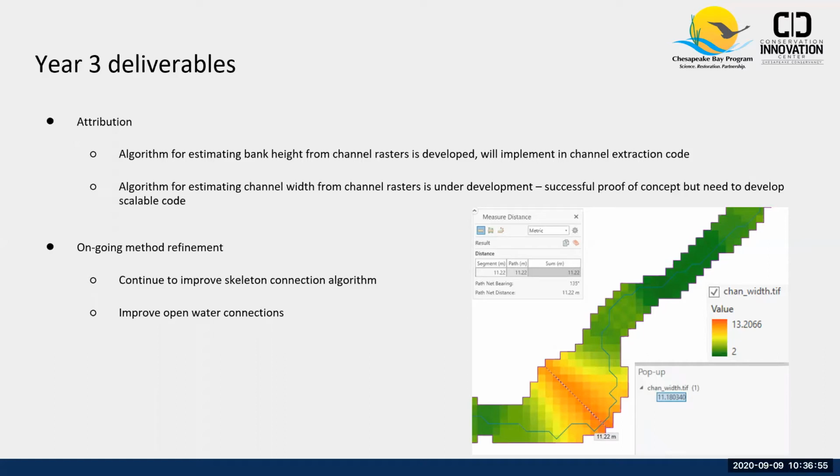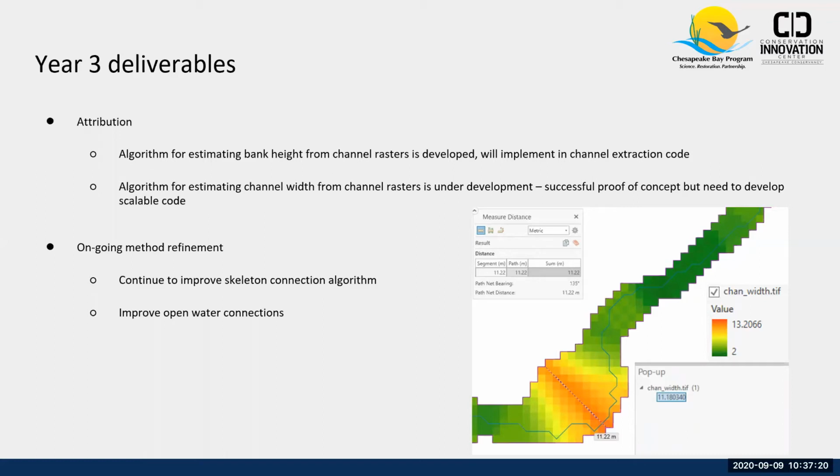And there's a little example with the measure tool in ArcGIS, shows 11.22 meters. And then our calculated width from our automated algorithm shows 11.18 meters. So it's very accurate. And we plan to produce these layers in conjunction with our channel layers. So we'll have these everywhere.